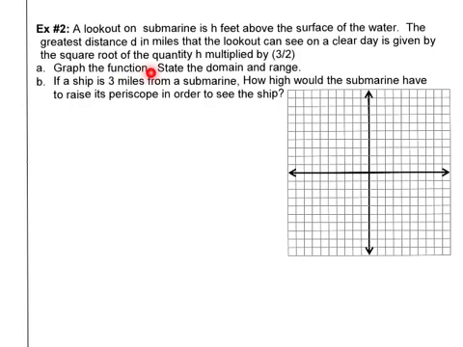Well, we don't even have a function yet. Let's write out a function then, okay? Well, what did they tell us? The greatest distance d in miles that the lookout can see on a clear day is given by the square root of the quantity, so that means we're going to take the square root of two things here, the quantity of h multiplied by 3 over 2.